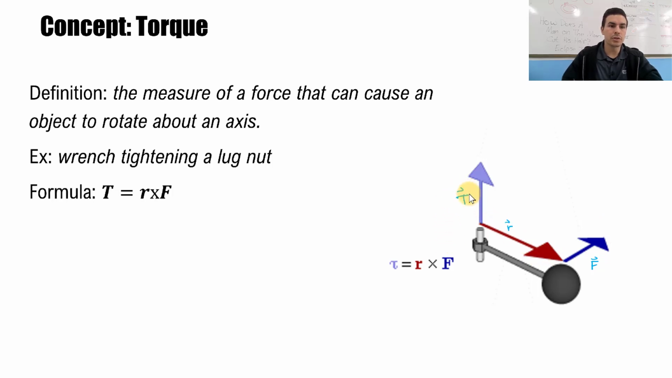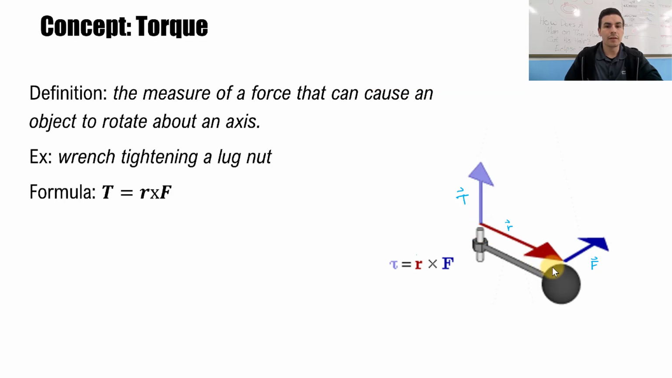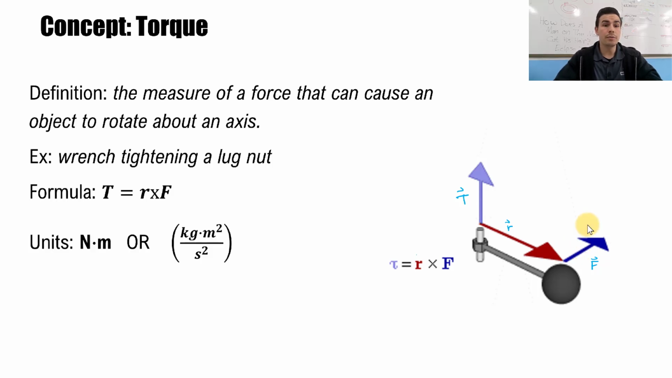So our formula for torque is going to be r cross F. R cross F, where r is the radius, that's how far I'm applying the torque, okay? How far away from the object am I applying the force, rather, and then the force vector itself, all right? And our units are going to be Newton meters or kilogram meter squared per second squared.